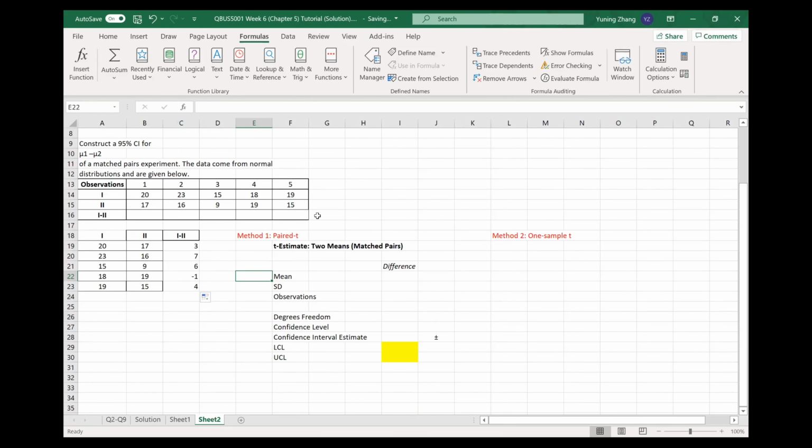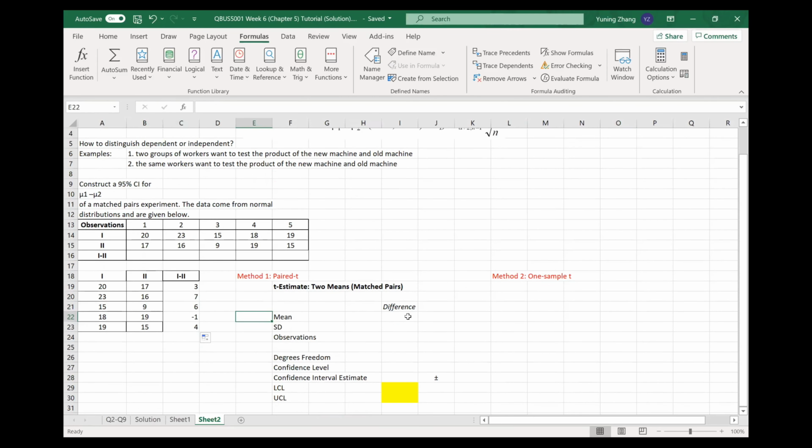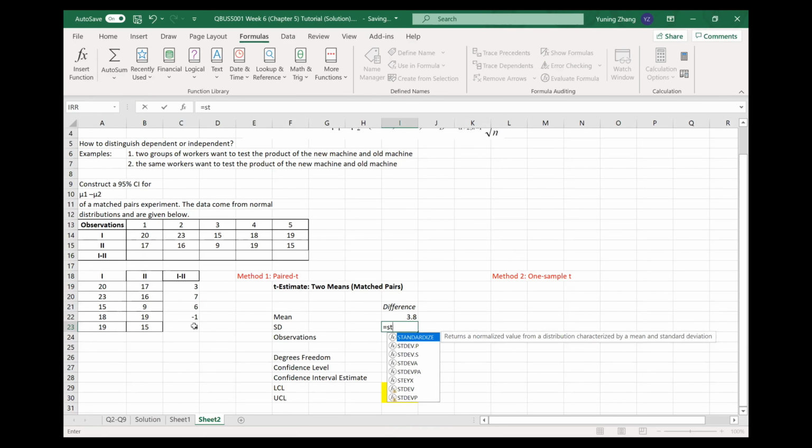The method one is a traditional method. Basically, it's use this formula to calculate. So let's do it first. The difference mean is average here to here. And the standard deviation of the sample is, and the observations is 5. So the degree of freedom is 4.